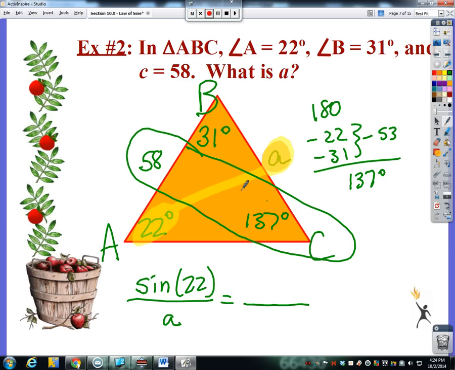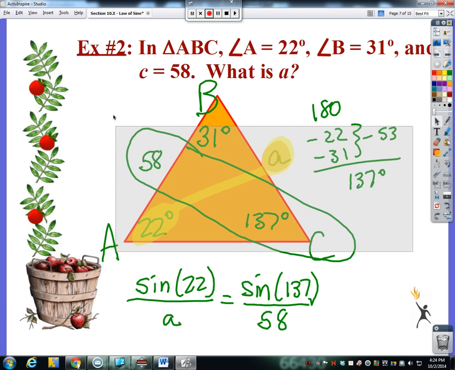So I know angle C and side C. So since I did sine in the numerator, I've got to do sine in the numerator over here. Sine of 137 divided by side C, which is 58. So now I have a proportion. I have a ratio equals a ratio. How do I solve this thing?